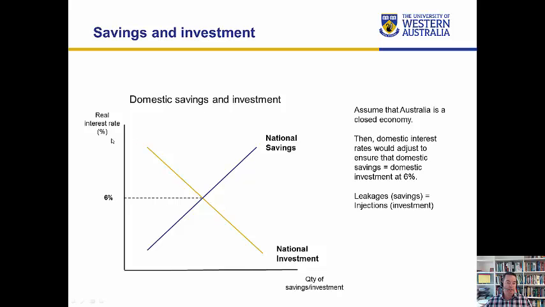So on the vertical axis, I've got the real interest rate, that is the inflation adjusted interest rate. And if the economy was closed and the market for loanable funds was competitive, then the equilibrium interest rate would settle at 6%. Savings would equal investment, and therefore savings, which are a leakage out of the economy, would equal investment, which is an injection back in. So leakages would equal injections, and the loanable funds market would be in equilibrium.